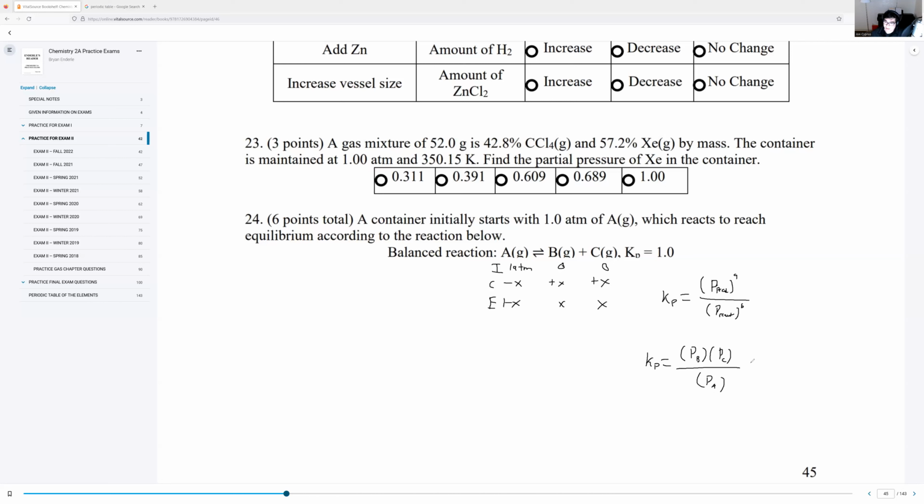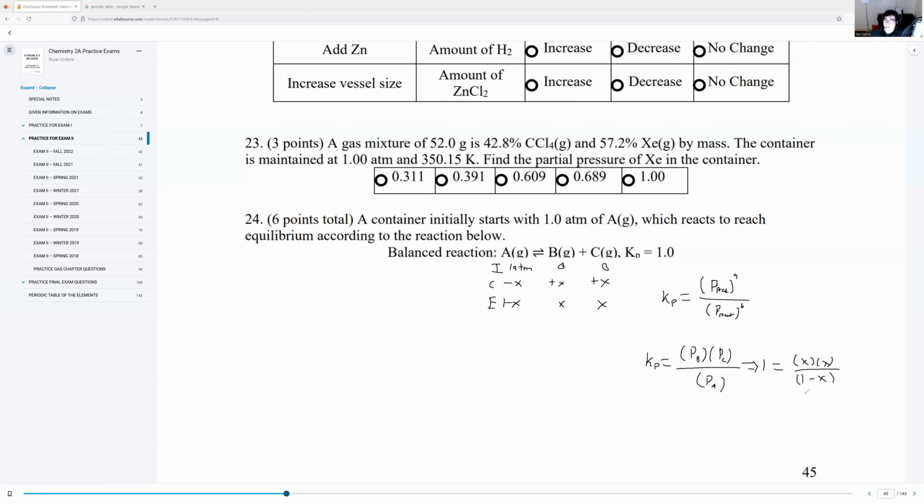Now I have some values here that aren't ludicrous to plug in, right? So I don't have all these 1 times 10 to the negative whatever. I'm just going to plug them in. So this is 1 minus x. Oops, no, I messed up. This is going to give me 1 is equal to x times x over 1 minus x.